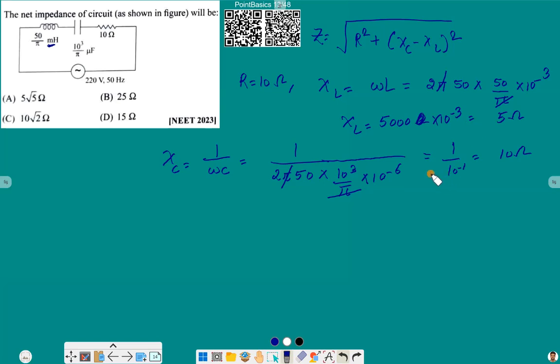So XL is 5, XC is 10. Now Z will be under root 10 square plus 10 minus 5 square, that is 5 square. So it will be 100 plus 25, 125 under root, or we can write it like 5 root 5. That is option A for us. Let's move to the next one.